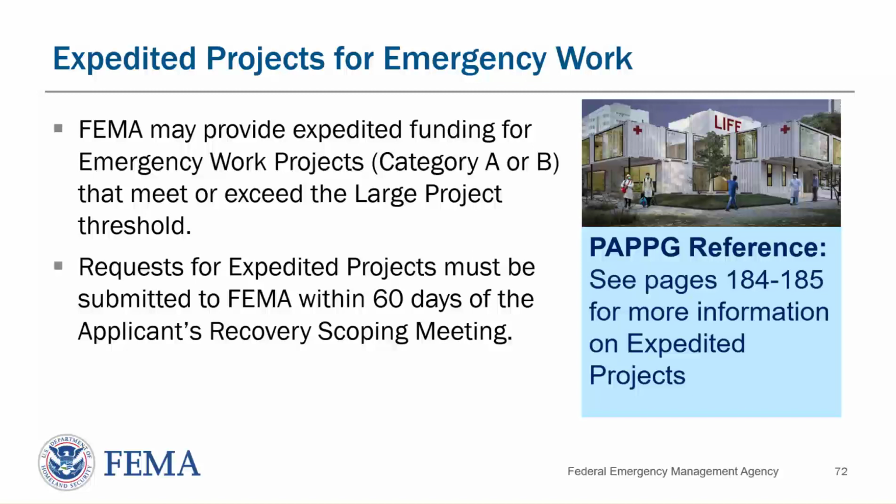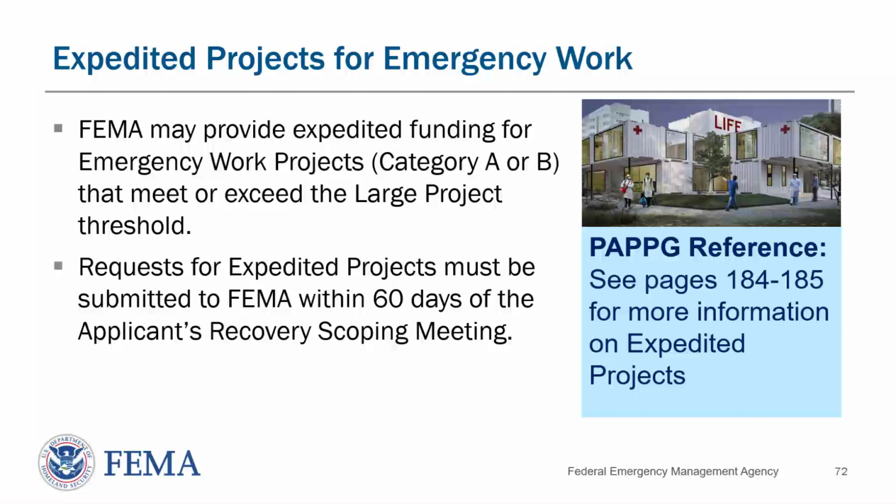The PAPPG reference is page 184 through 185 for version 2. And that large project threshold for fiscal year 2020 is going to be $131,100. And the new large project threshold for fiscal year 2021 is $132,800. So it hasn't changed too much, but just keep in mind that you make sure you're using the correct large project threshold and the correct PAPPG for your events.